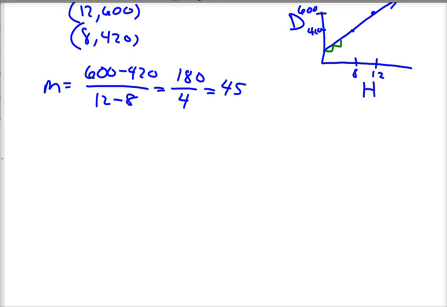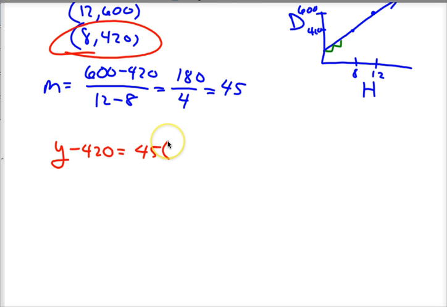Now I want to write an equation. Well, I can put it in point slope form. I could use either one of the 2 points. Let's use 8, 420. If I use 8, 420, it'd be y minus 420 equals the slope, which is 45, times x minus 8. There's an equation in point slope form. We could continue on and turn it into slope intercept form.